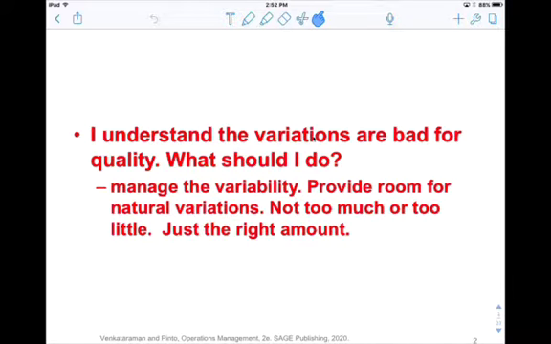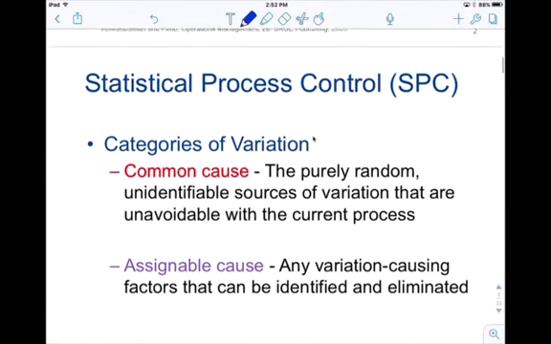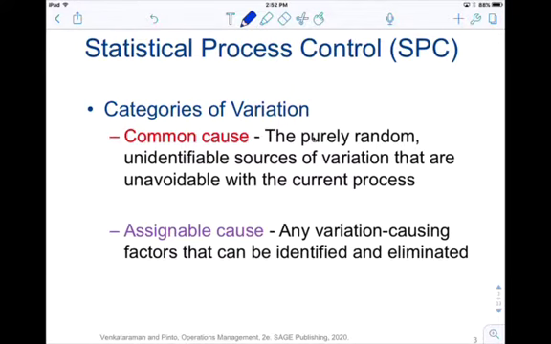So let's get started with this cool statement. Say, okay, I understand that the variations are bad for quality, but what should I do? Well, remember, there are several causes of variability. That's why we adopted those philosophies like Six Sigma and total quality management into our operations. It has to be a complete philosophy that you use to tackle those sources of variability. You should provide room for natural variations, but you should detect the assignable causes right away, right on the spot. And I'm going to talk more about what assignable causes and common causes of variation are.